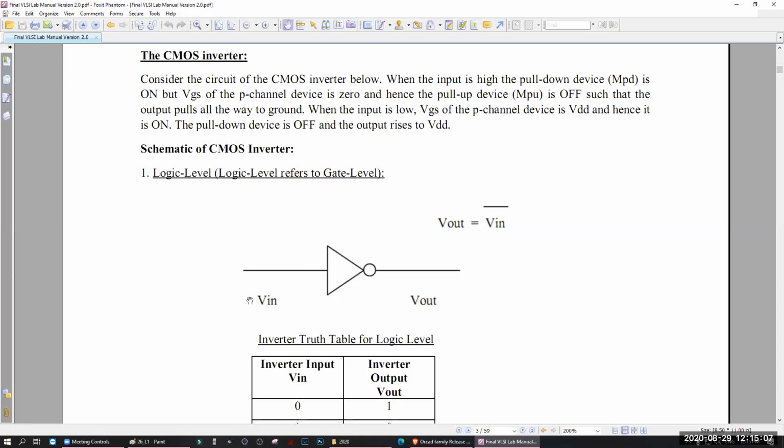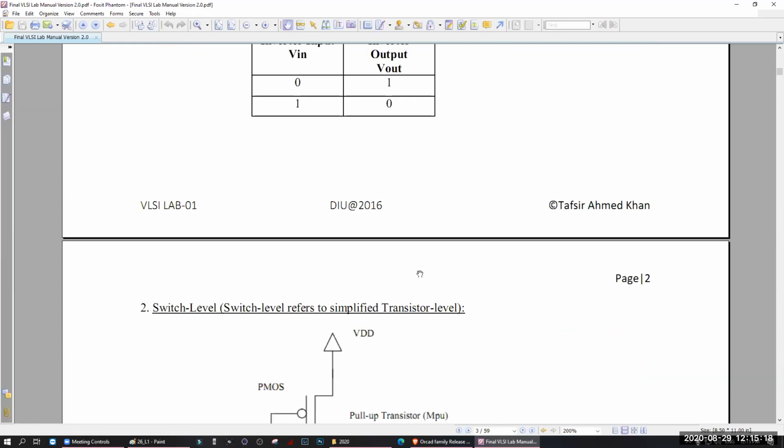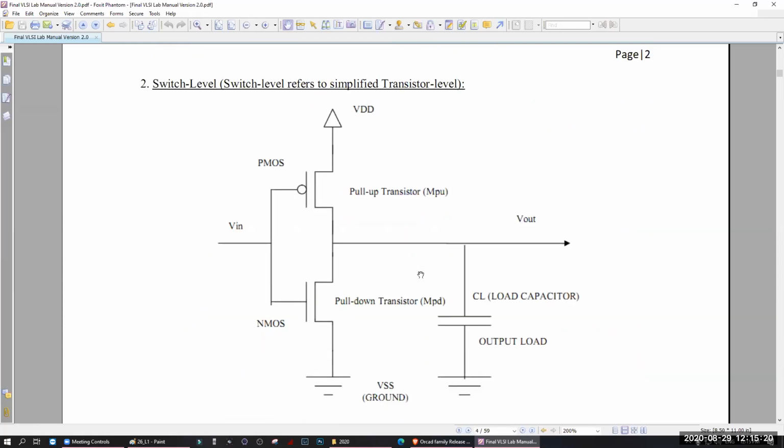A NOT gate is there. If you give Vin as input, you'll get Vout. Always remember Vout is equal to Vin bar. That means it will be opposite. So if you give 0, you will get 1. If you give 1, you will get 0. So this is the switch level or transistor level circuit for an inverter.